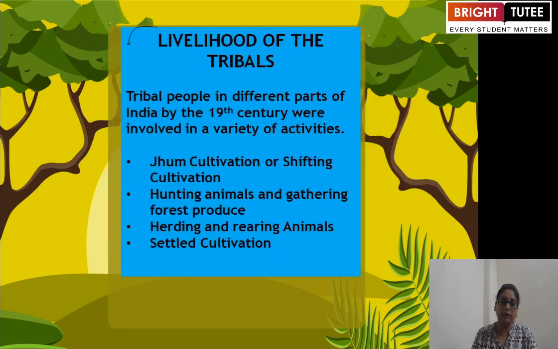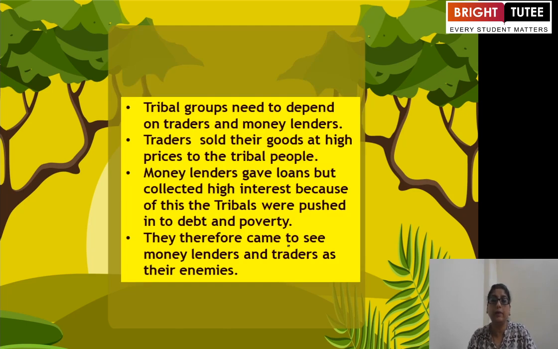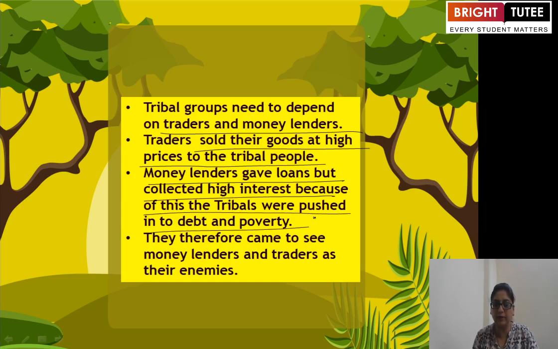Now, the livelihood of the tribals, how they earn money. Livelihood means the earning. Tribal people in different parts of India by the 19th century were involved in a variety of activities like jhum cultivation or shifting cultivation, hunting animals and gathering forest produce, herding and rearing animals, and settled cultivation. Tribal groups needed to depend on traders and money lenders. Traders sold their goods at high prices to the tribal people. Money lenders gave loans but collected high interest, because of which tribals were pushed into debt and poverty.